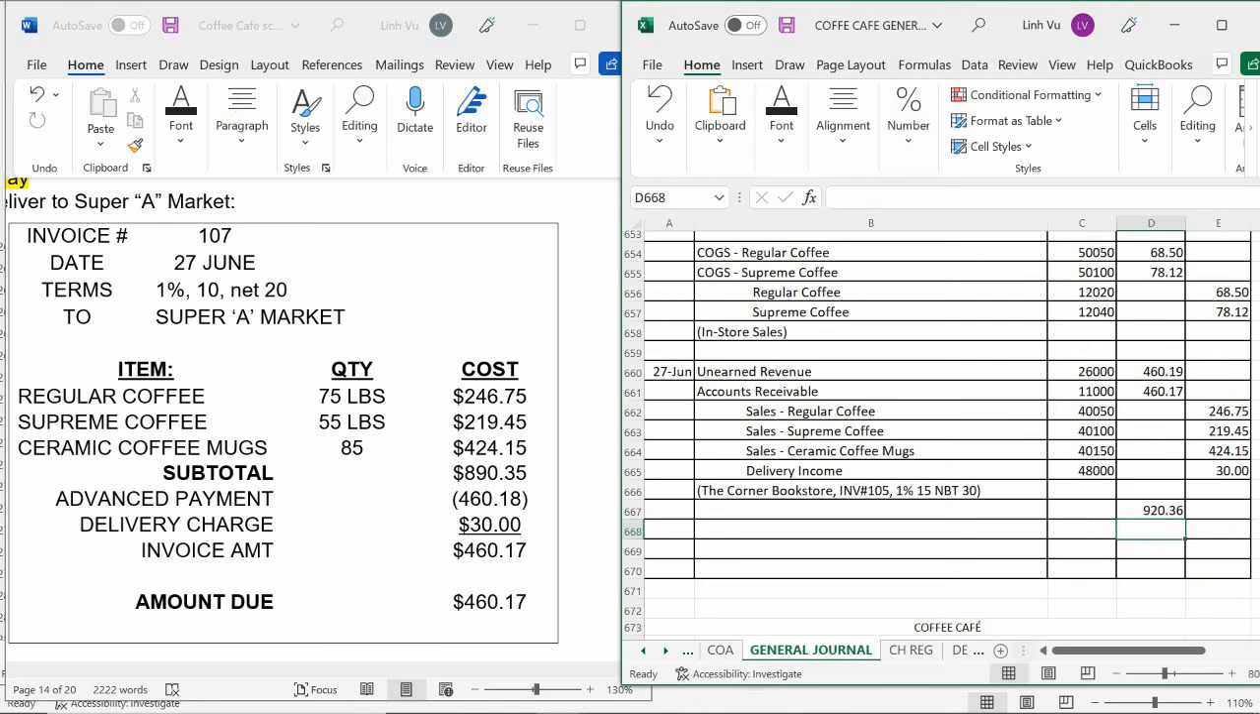So I got 920.36 on the left, 920.30. Oh, okay, so it's 460.18. There you go. So 920.35 on the left, 920.35 on the right. Okay.